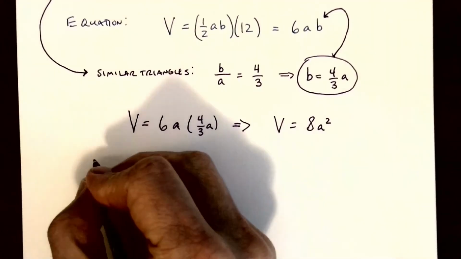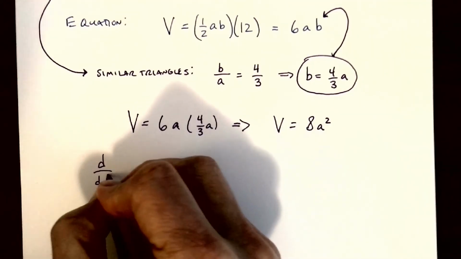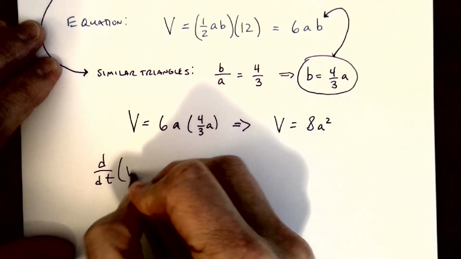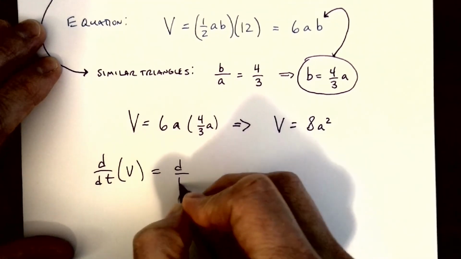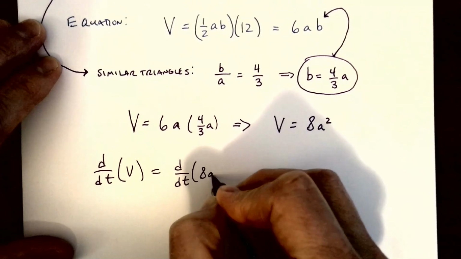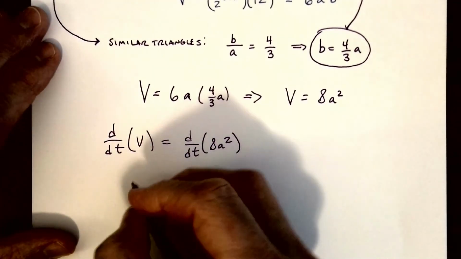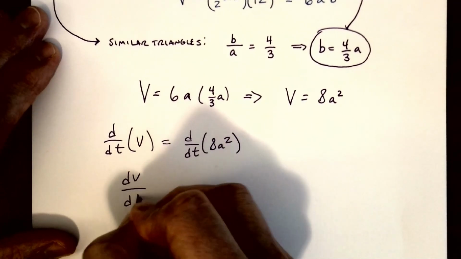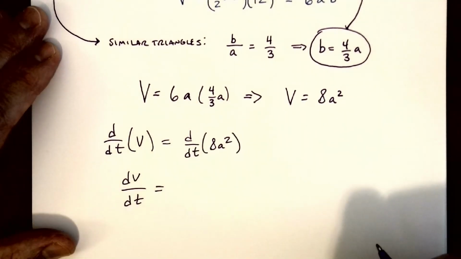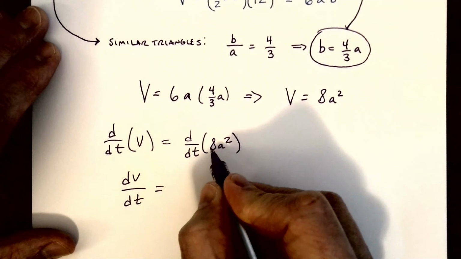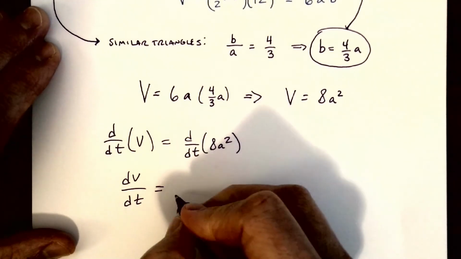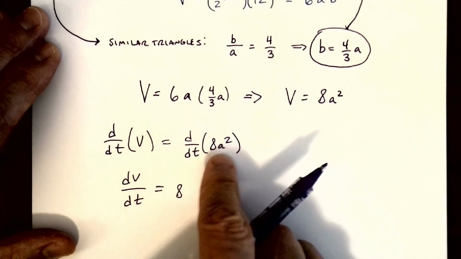So now the calculus comes into play. I take the derivative with respect to time of both sides. The derivative with respect to time of V is just dV dt. Here, 8 is a constant multiple. We can pull that out. What's the derivative of A squared with respect to time?